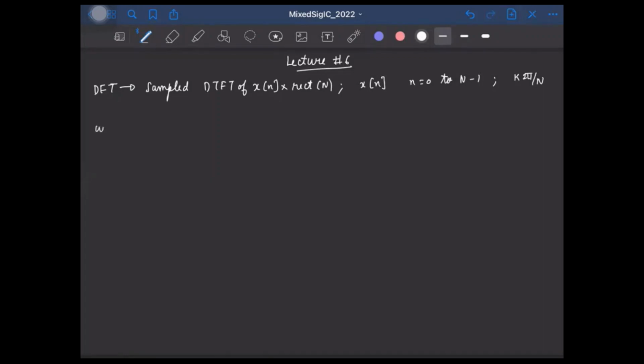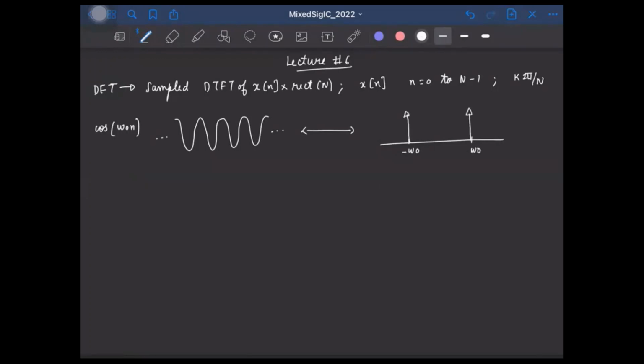So let's say we consider a signal cos omega naught n. It's going to be a periodic signal like this, existing from minus infinity to plus infinity. So how will the discrete time Fourier transform of the signal look? You'll have two impulses at omega naught and minus omega naught, right? Next, we need to multiply the signal x of n with this rectangular function rect of n, so that we can truncate x of n to N samples.